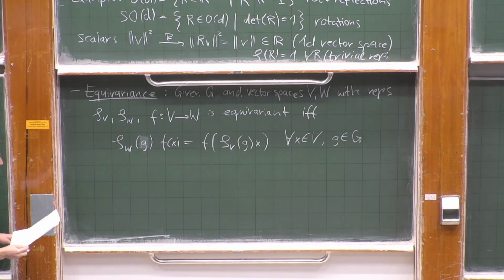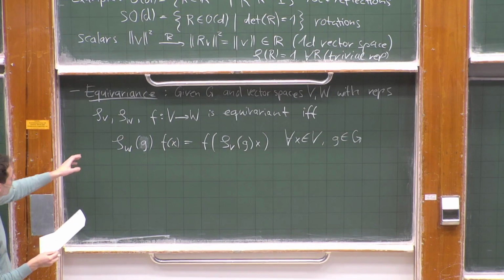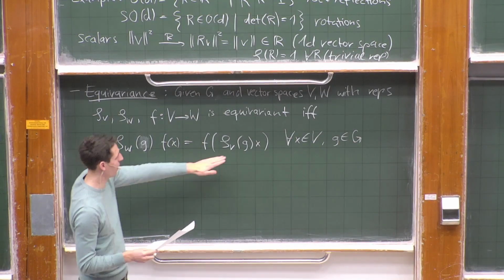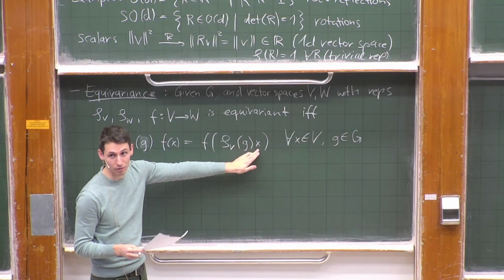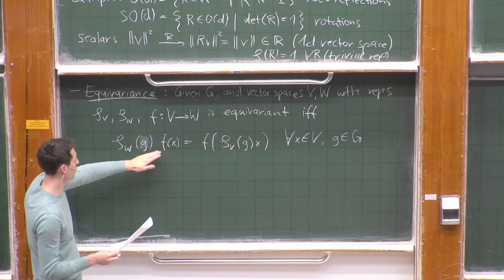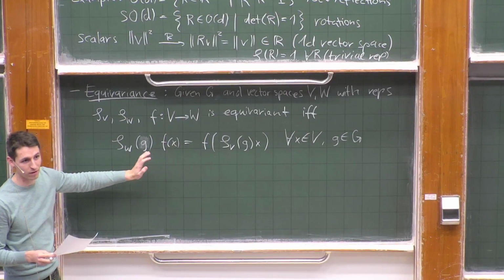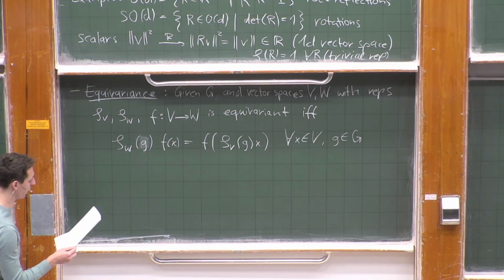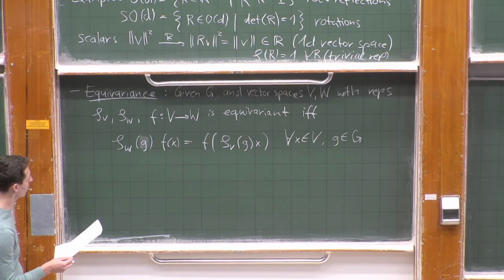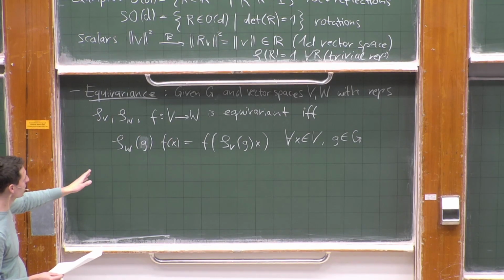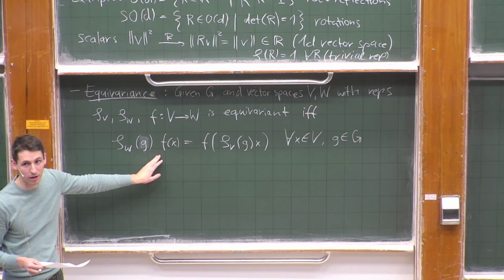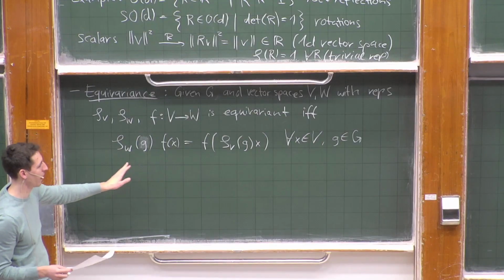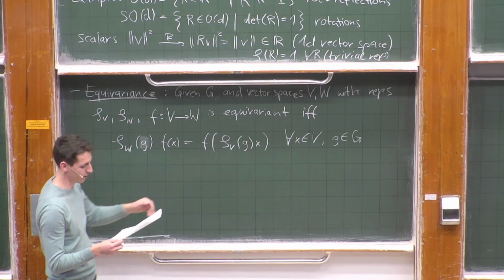And intuitively, this means, like I said, that one obtains the same result if one transforms the input of the function, or if one applies the function first and then transforms the output of the function. Or in other words, you could also say that an equivariant function is a function where the output will transform in a well-defined, predictable way if we apply a transformation to the input.